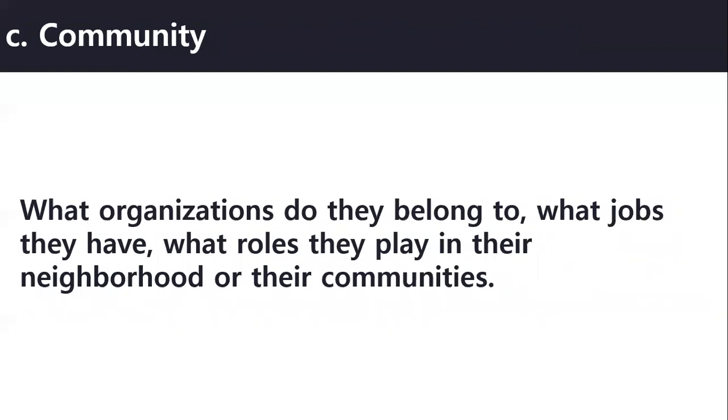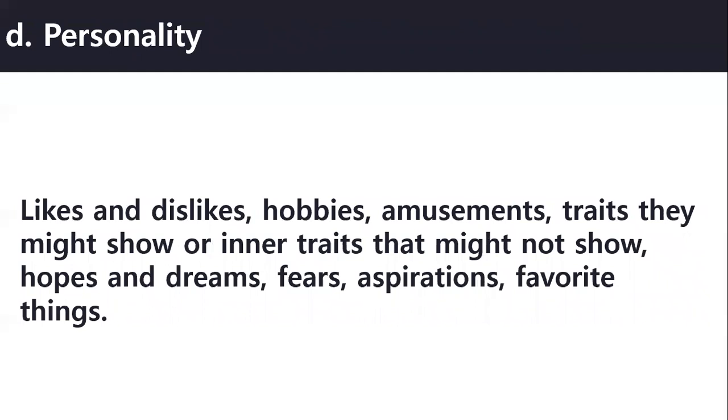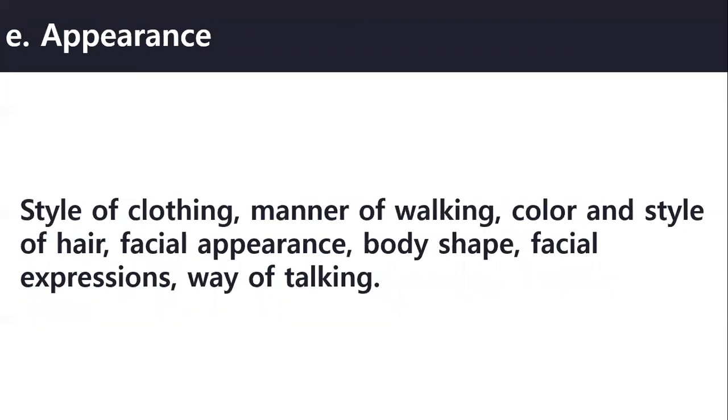Then, community: what organizations do they belong to, like groups or church or mosque or whatever, what jobs they have, what roles they play in their neighborhood or their communities. And then personality: likes and dislikes, hobbies, amusements, traits they may show, or inner traits they might not show, hopes and dreams, fears, aspirations, favorite things, etc. Next, we have appearance: style of clothing, manner of walking, color and style of hair, facial appearance, body shape, facial expressions, way of talking, etc.